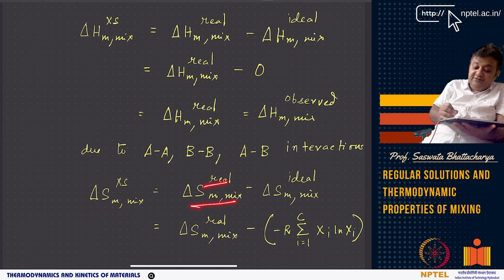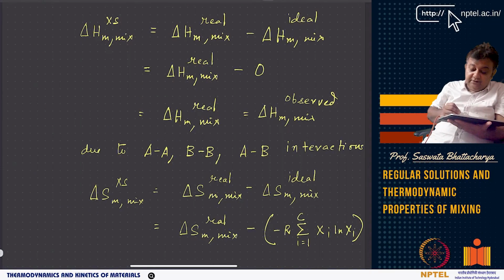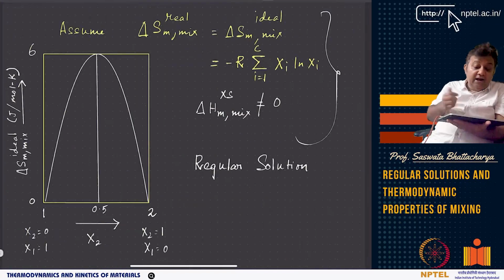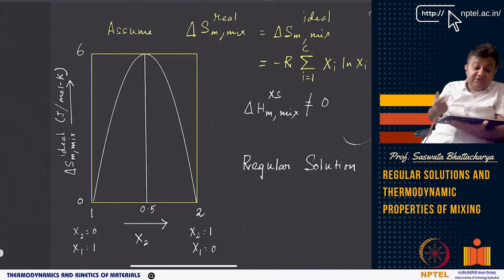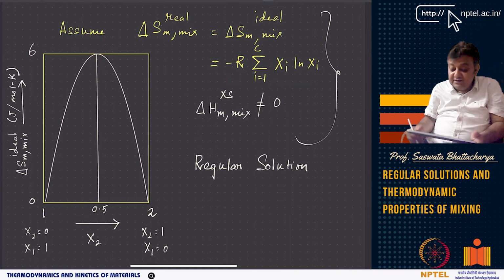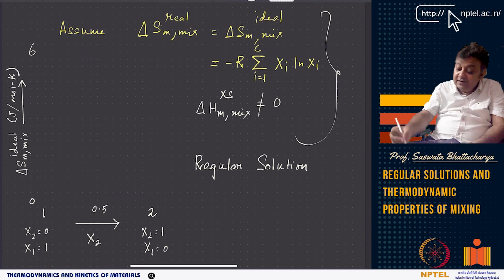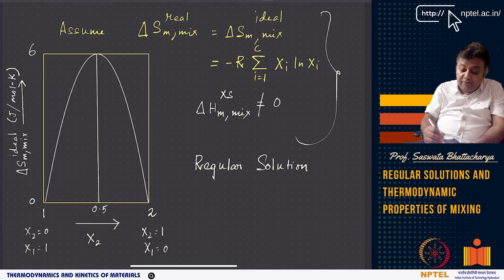Again, for ΔS_mix excess, I can write ΔS_mix real minus ΔS_mix ideal, where ΔS_mix ideal is minus R Σ xi ln xi, and then we can assume that ΔS_mix real is nothing but ΔS_mix ideal. So that means ΔS_mix excess is equal to 0. Now, if ΔS_mix real is the same as ΔS_mix ideal, then what you are getting is minus R Σ xi ln xi. If you plot this for a binary solution, it will have the highest value at 0.5.